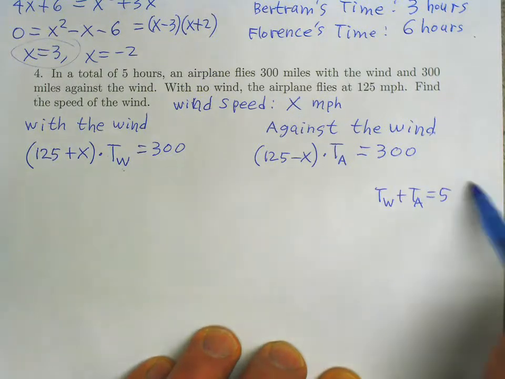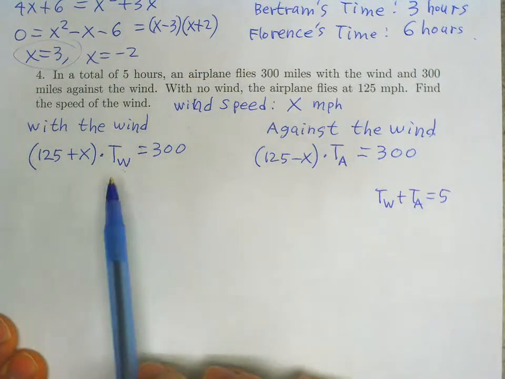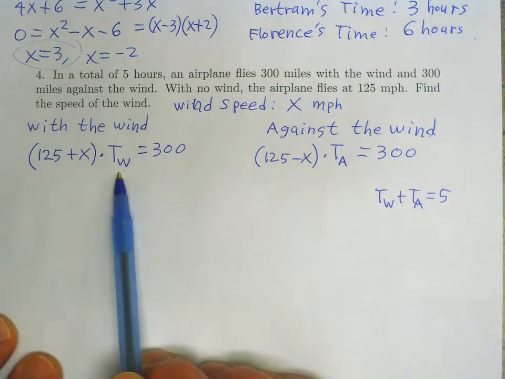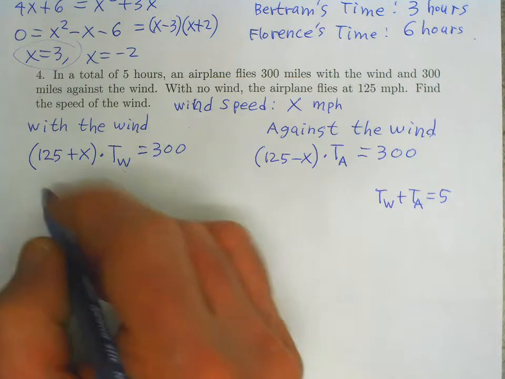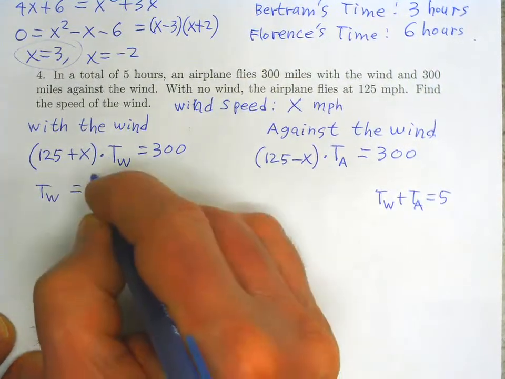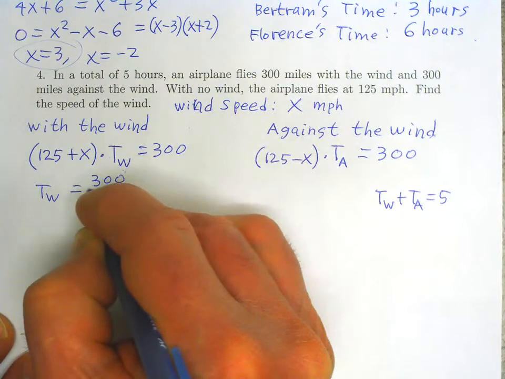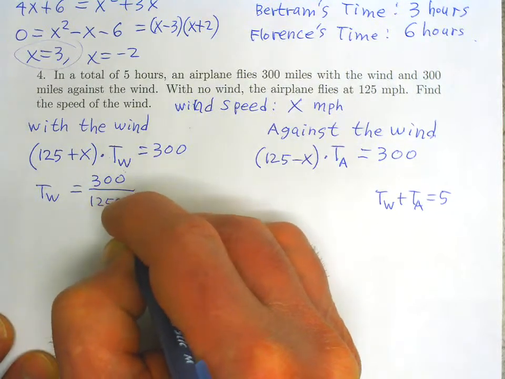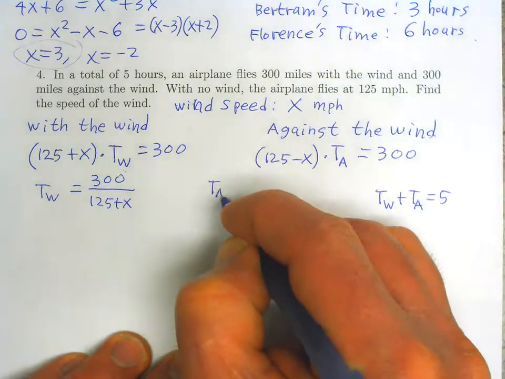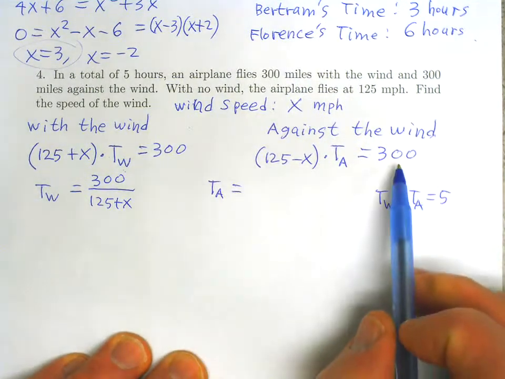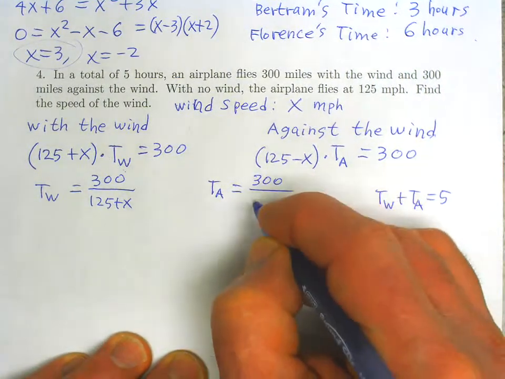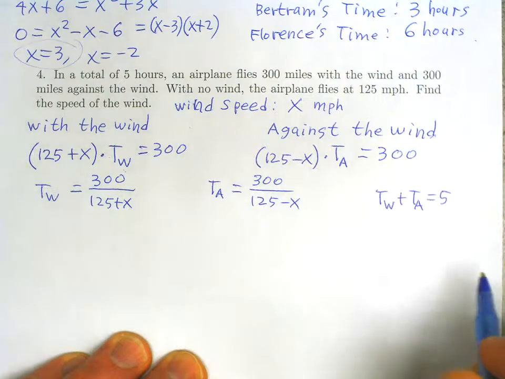So this is an important observation. What we do is we solve each of these two equations for the time. For this equation with the wind, the time it took to fly 300 miles with the wind is 300 divided by the rate, 125 plus x. Solve this for time. The amount of time it took to fly 300 miles against the wind is distance divided by rate, 300 divided by 125 minus x.